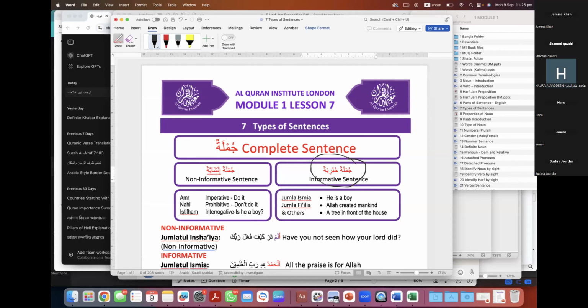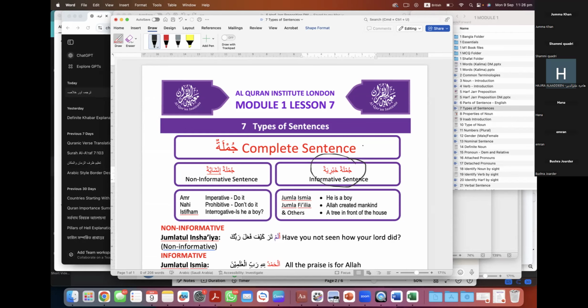Insha'iyya is command: do it or don't do it. Brothers and sisters, are you understanding? Are you following me? The difference between these two? And that is istifham, which means interrogation. Is he a boy? What is your name? Am I getting information here? Asking a question? No, I'm rather waiting for information. Do it, don't do it, information is not there. So amr means imperative, nahy prohibitive, istifham interrogative. These are insha'iyya.